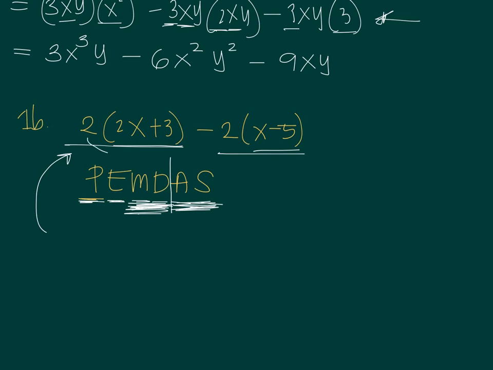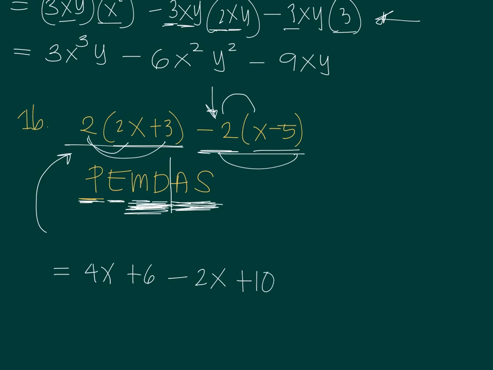So 2 times 2x is equal to 4x. 2 times 3 is equal to 6, so that's plus 6. Now here's the thing. You have minus 2 times x minus 5. For easy understanding of what's going to happen, think of minus 2 as a negative 2. When you multiply negative 2 to x, the result is a negative, so that's minus 2x. And then negative 2 multiplied to negative 5, or minus 5, is positive 10.